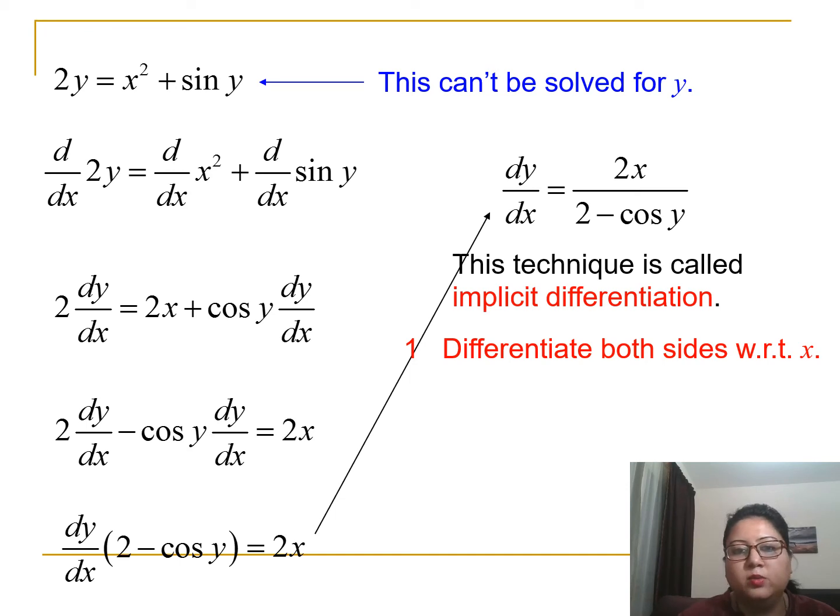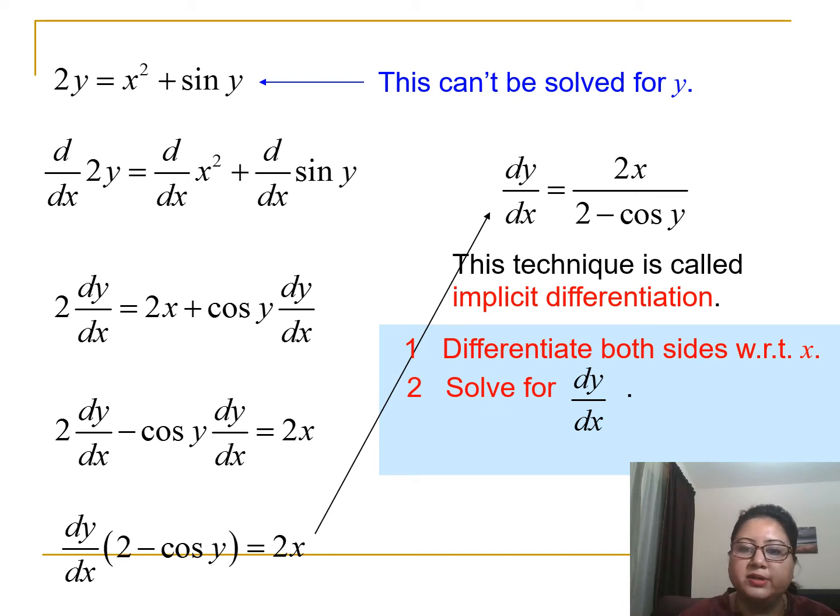This technique, which we have applied in the previous question and this one, is called implicit differentiation. Let's summarize the two steps. First, we differentiated both sides with respect to x, and then we solved for dy by dx by taking common terms. I hope the technique is clear to you. We'll be taking more questions in the slides to come to make this concept more understandable to all my viewers.